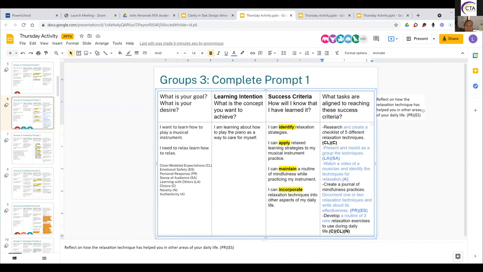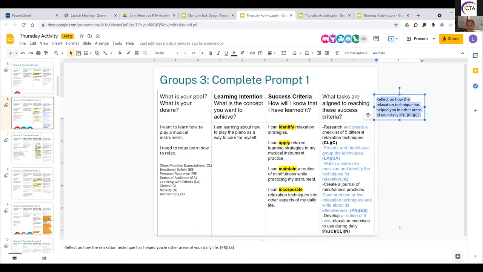The last thing we added, because we didn't know how to add it, is to reflect. Yes, reflect on how the relaxation technique has helped you in other areas of your daily life, which would also be a personal response and emotional safety. That's excellent. Thank you, guys. Thank you very much.